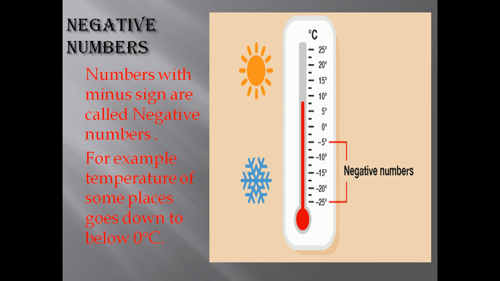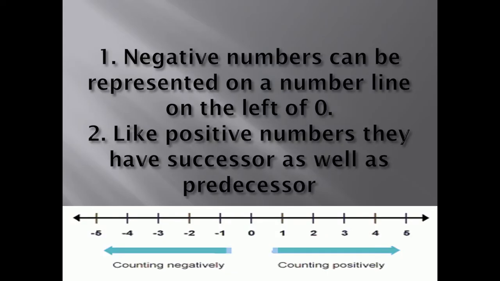What are negative numbers? Numbers with minus sign are called negative numbers. For example, the temperature of some countries may be below 0 degrees Celsius. In cold countries like UK, Canada, the temperature goes down to below 0 degree Celsius. The temperature may be -5, -10 degree Celsius. In the last winters, the minimum temperature of Ladakh was -30 degrees Celsius. So we also require negative numbers.